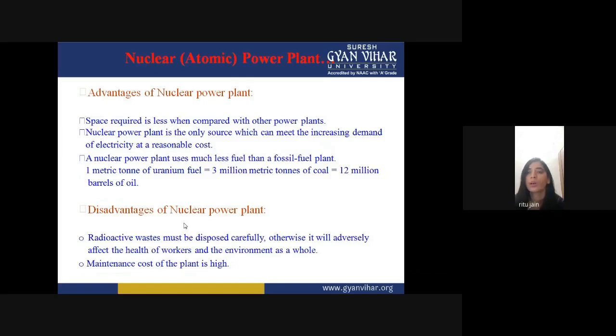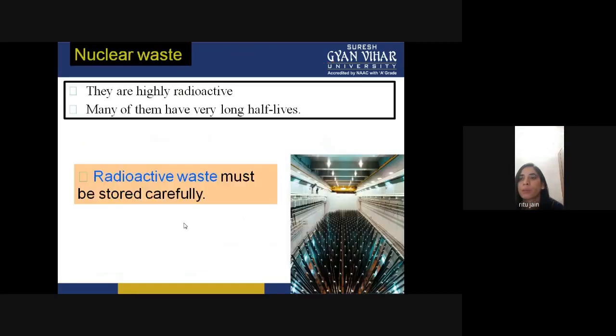So space is less, fuel is less, and there is a reasonable cost of electricity. Now, the main disadvantages of a nuclear power plant, which is why it is not very popular in India. Radioactive waste must be disposed of carefully because it is very harmful for the human body. Otherwise it will adversely affect the health of workers and the environment as a whole. Also, the maintenance cost of the plant is very high. So these are the main disadvantages of a nuclear power plant.